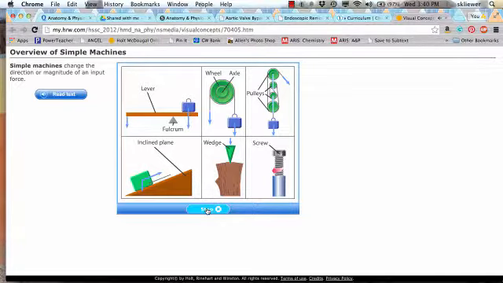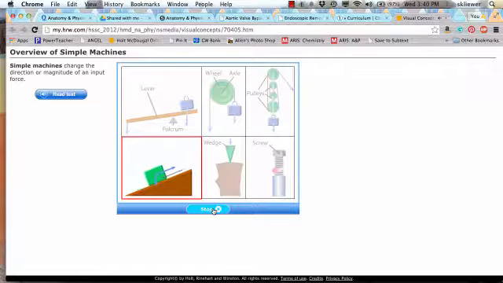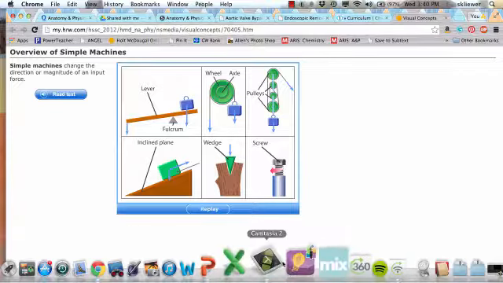A simple machine changes the direction or amount of a force. Simple machines include levers, wheels, pulleys, inclined planes, wedges, and screws. Okay, so how many of those did you get at the beginning of the chapter?